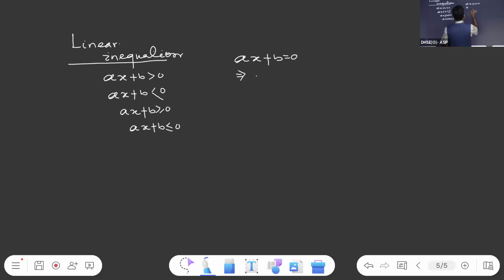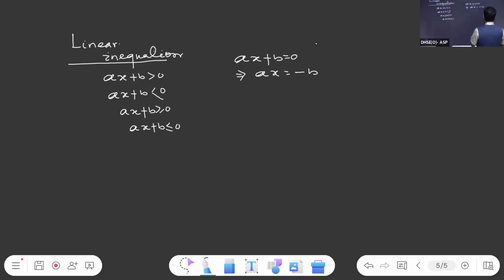The next step is ax = −b. There is no such mathematical operation that a quantity will be shifted to the right-hand side. What we are doing here is adding −b to both sides of the equation. So keep in mind, if a constant quantity is added to both sides of an inequation, the inequality remains unchanged.